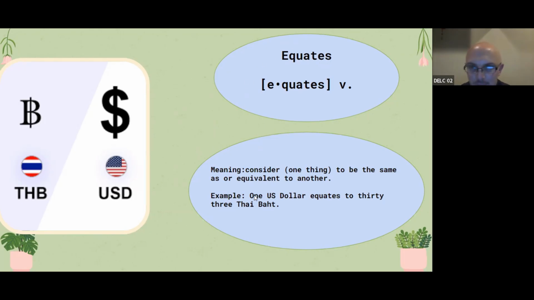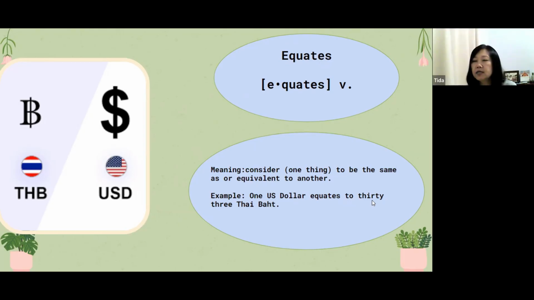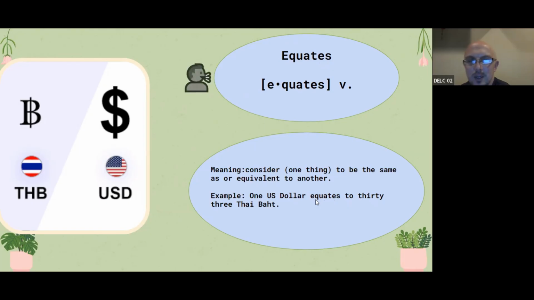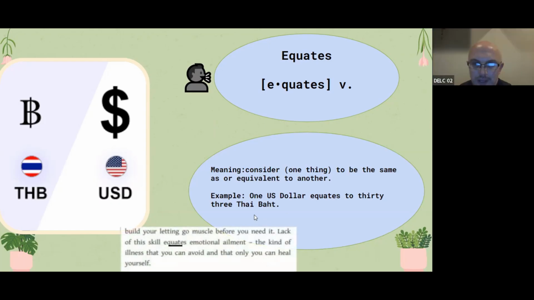Okay, everyone, can we read this sentence? $1 equates to 33 Thai baht. Very good. And one more time, can we say equates? Equates. Very good. And so here he says, lack of this skill equates emotional ailment. So if you don't have this skill, it means the same as emotional ailment.